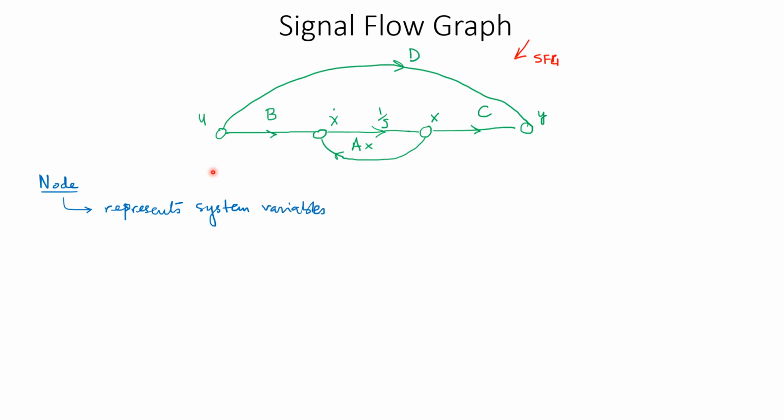Now in this particular case, you can see the system variables at this particular stage: the input U, X dot, X, and Y. The other terminology is branch. So from nodes, you can see that there are branches coming out and getting into the nodes. So actually these are the lines or the signals connecting the nodes.